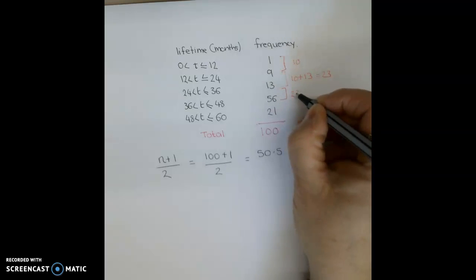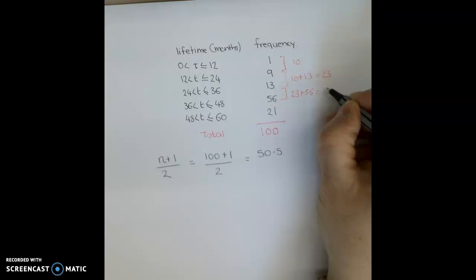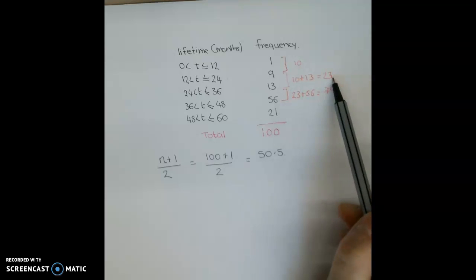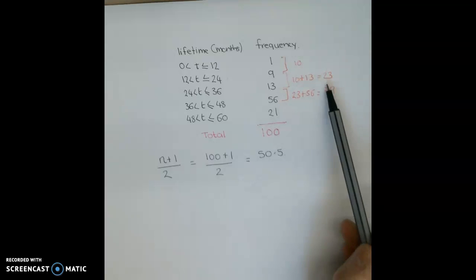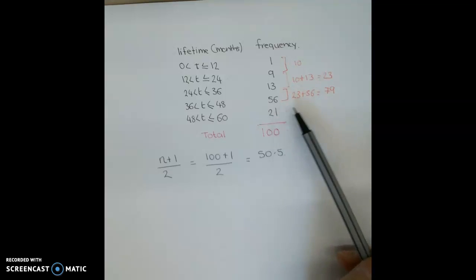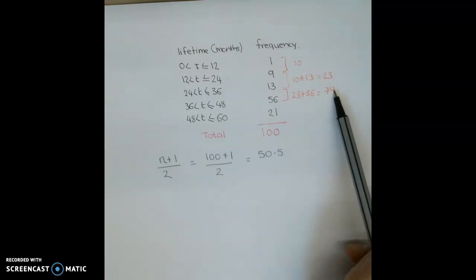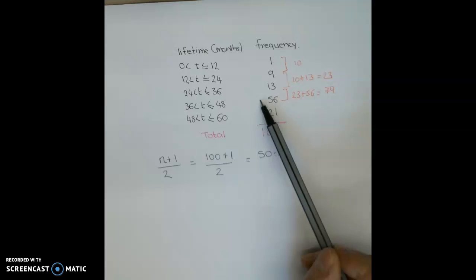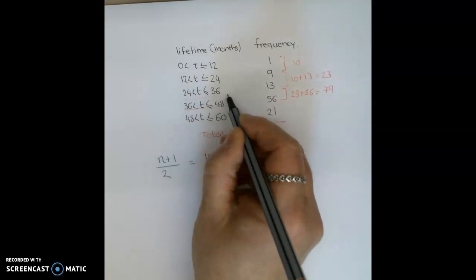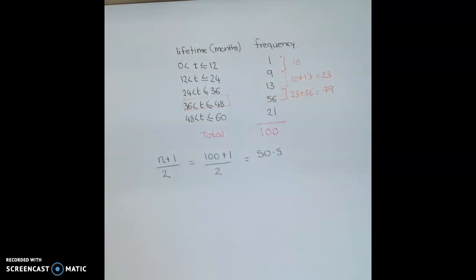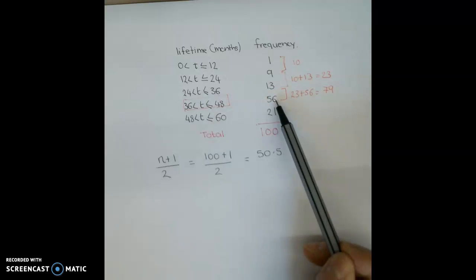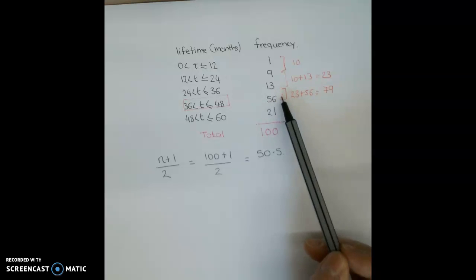So add the next one, and that's 79. So we know that our 50.5 is not in the previous one because that's too low. And we know that it's not after this one because this goes up to 79 positions, so 79 data points. So we know that our 50.5 is in this grouping here, because the 50.5th data point is in this group of numbers here.